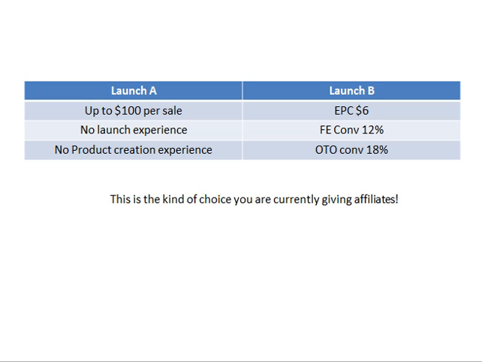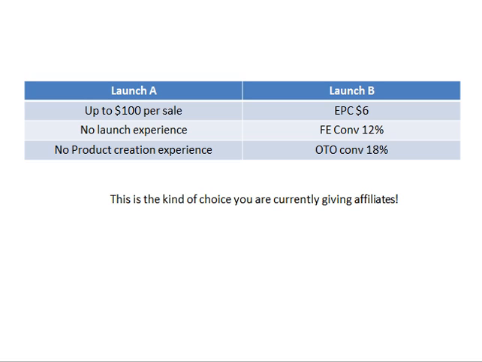Now, if you look at that in comparison to Launch B, product creator B comes up to me at the same time and says, right, I've got a product I've already tested, and I know the earnings per click, which is EPC, is $6. The front end conversion is 12%, and the one-time offer conversion is 18%. I can then work out almost to the dollar how much money I will make based on the size of my list.